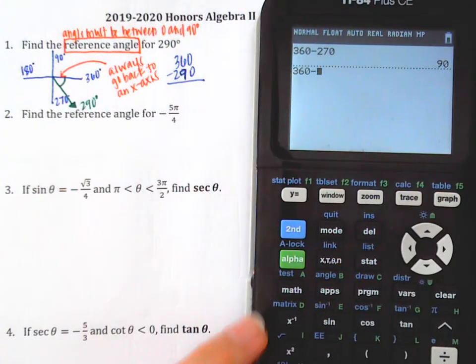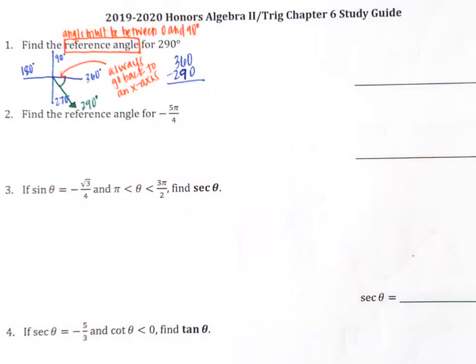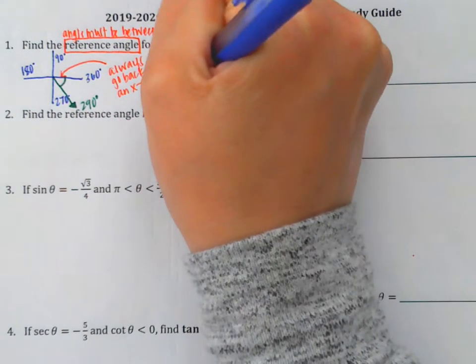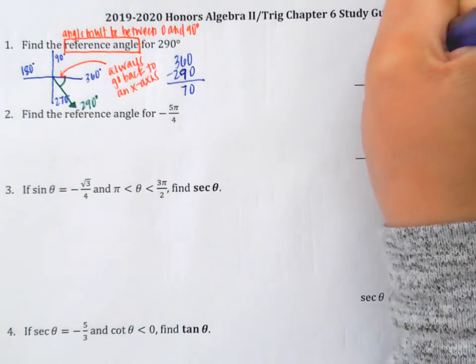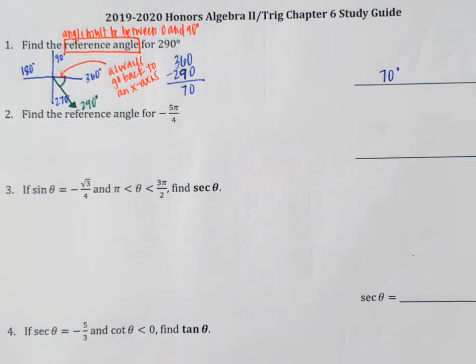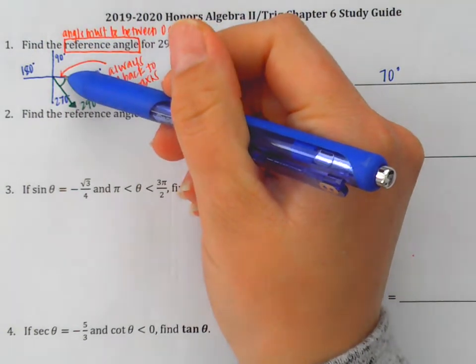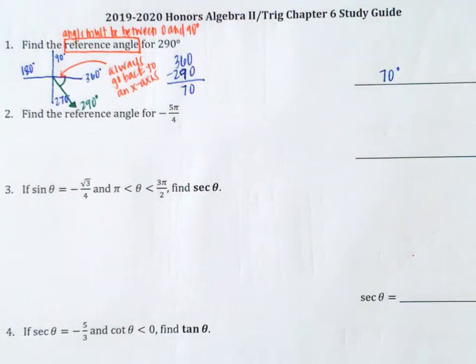So 360 minus 290 is 70 degrees. Okay. So my reference angle is 70 degrees. We are between that range that we wanted to be in, so 0 and 90 degrees. We went back to an x-axis. That's super important. You always have to go back to an x-axis.